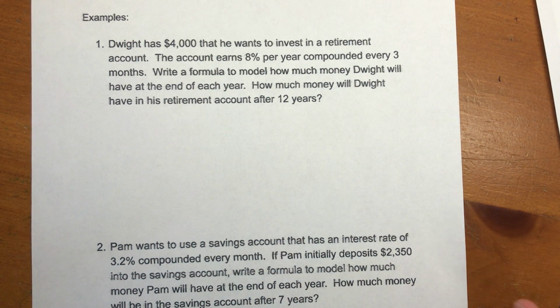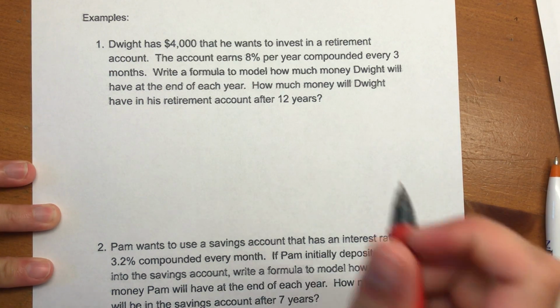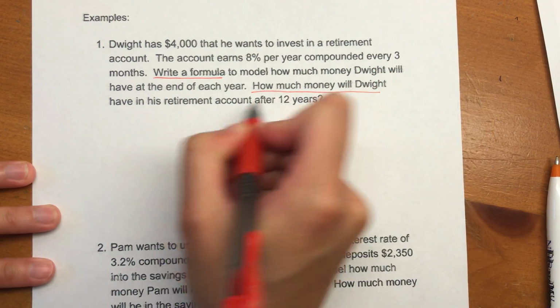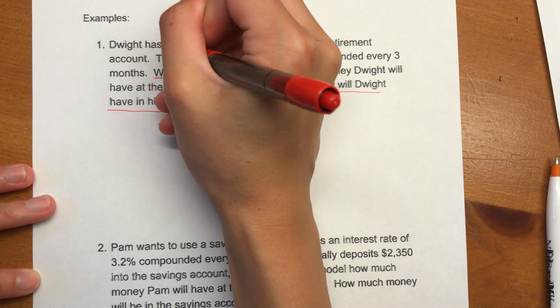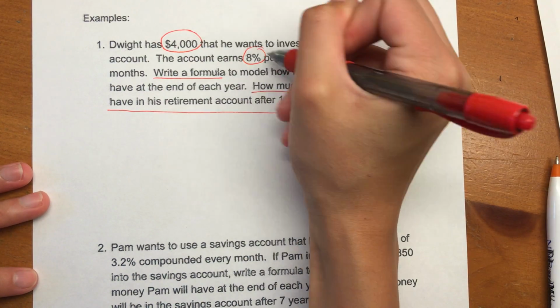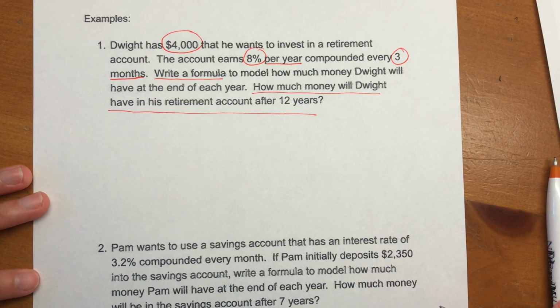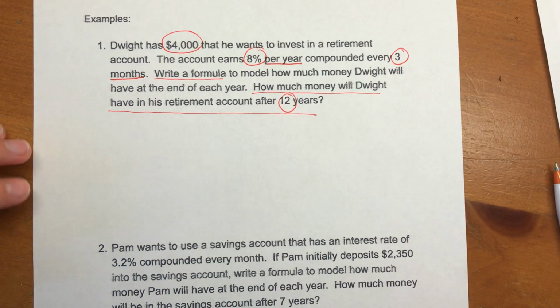All right, so we've got a lot going on here, right? First, let's underline what they want us to do. They want us to write a formula, and then we want to compute how much money will be in the account after 12 years. When we're writing the formula, we want to circle all of our numbers, right? So it says $4,000, 8% per year, every 3 months, and 12 years will come later, right? So very similar to what we were doing last week. If you haven't done last week's assignments, go do those first because they'll help you with these, okay?